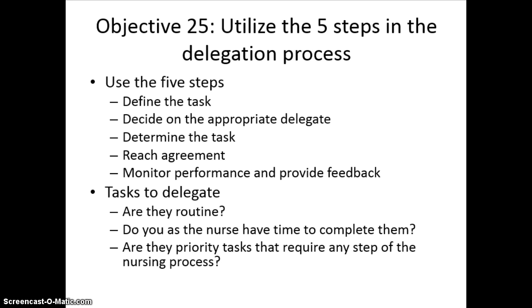The 5 rights to delegation include defining the task, determining the appropriate delegate, determine the task, reach an agreement, and monitor performance and provide feedback. Again, those 5 rights for delegation include task, person, communication, circumstance, and evaluation. They kind of differ from place to place, but person, task, circumstance, communication, evaluation, or supervision.